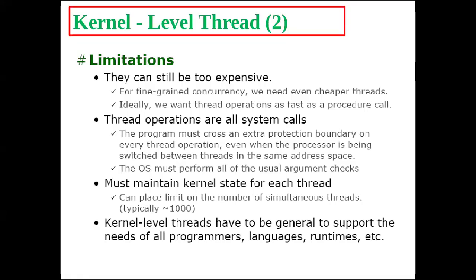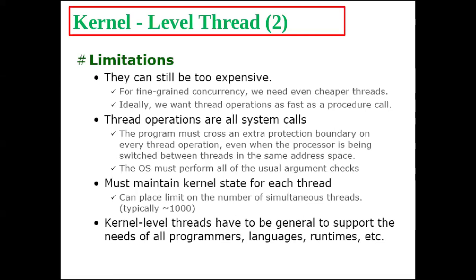The second limitation is that thread operations are actually system calls. All of them are system calls, because the program must cross an extra protection boundary on every thread operation. Each operation goes through the kernel, even when switching between threads in the same address space, and this adds overhead. The operating system must perform additional work. It should perform argument checks. It should perform validation, and this increases the execution cost.